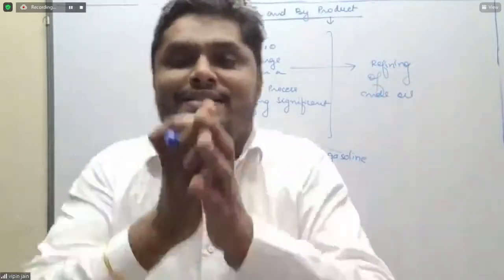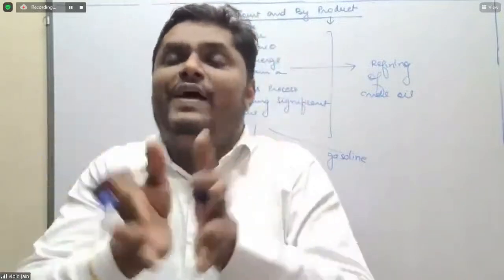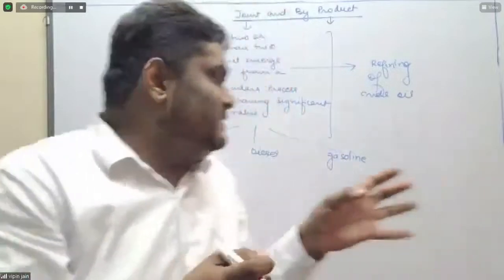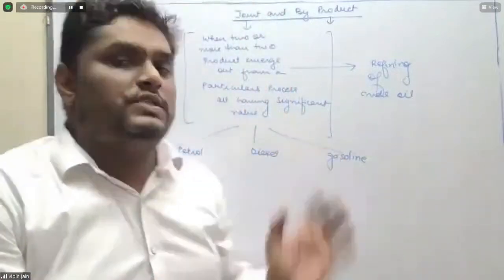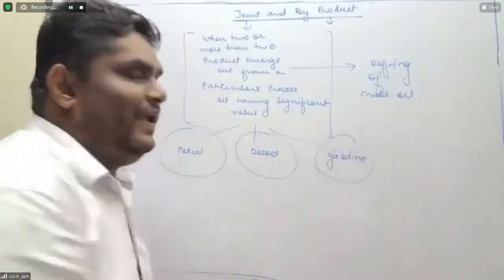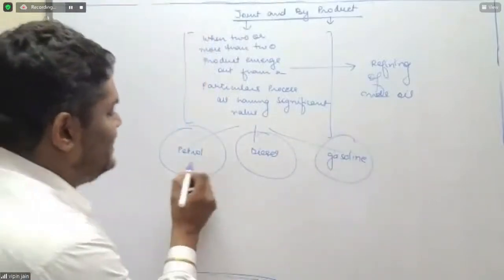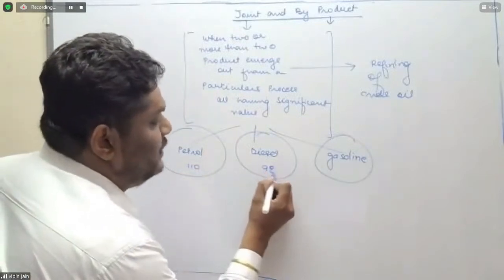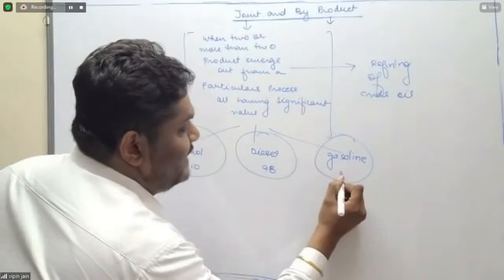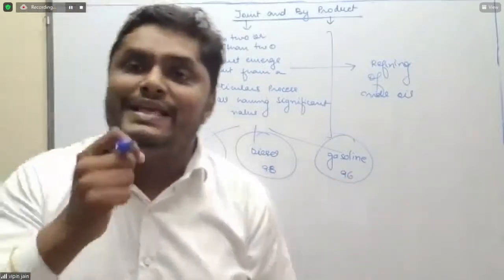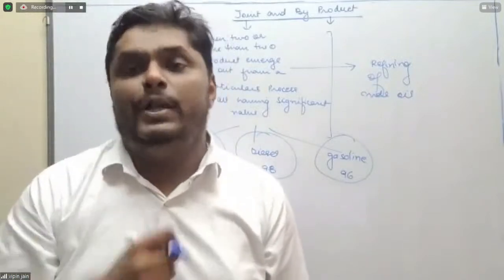So let's say there is a process which is called refining of crude oil, and from that particular process, let's say 3 products emerge out: petrol, diesel, and gasoline. Now, these 3 products have significant value. Let's say the petrol value is 110 rupees, the value of diesel is 98 rupees, and gasoline value is 96 rupees. So now all these 3 products are known as joint product.